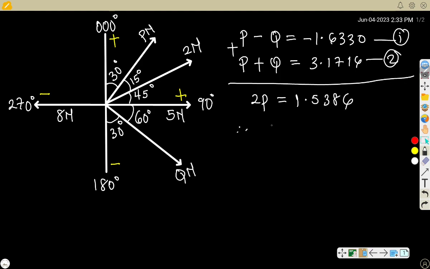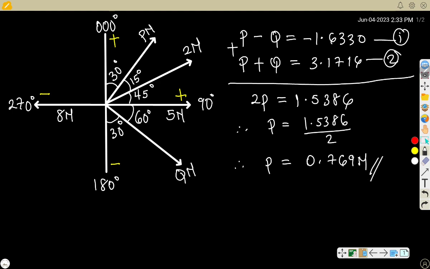So that will be 1.5386. So P is equal to 1.5386 divided by 2, which will be 0.769 Newton. So that is our P. So this force P is 0.769 Newton, which means it's a small force. So now how can we find Q? Use equation 2 or equation 1, anyone you like.